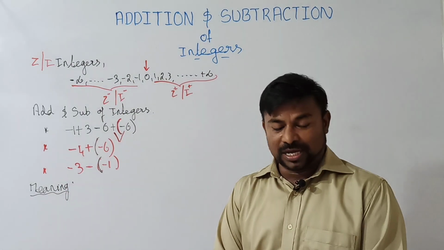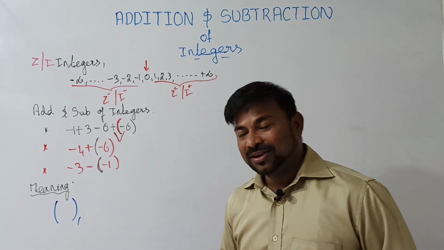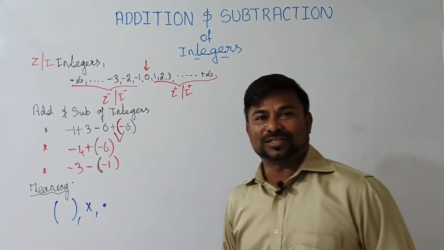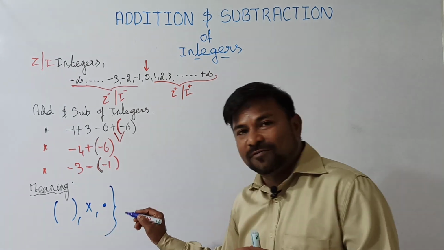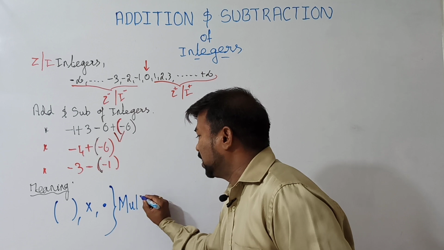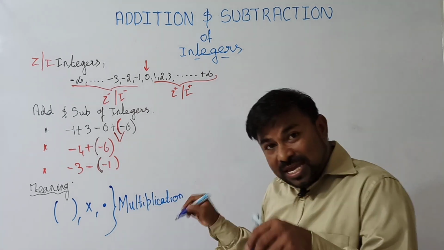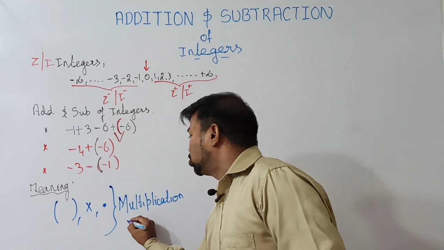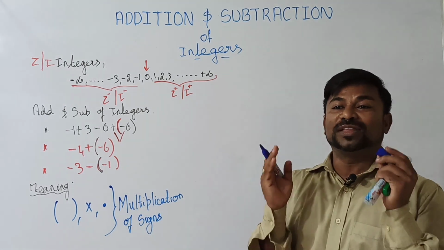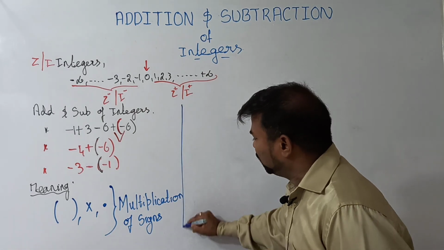I would like to tell you clearly, whenever we come across parentheses or brackets, whenever we come across this cross, whenever we come across a dot, all those things, we have to remember we are supposed to do multiplication. Multiplication of what? In this sense, we are doing multiplication of signs. You have to remember. For that, let me come out with a few concepts.